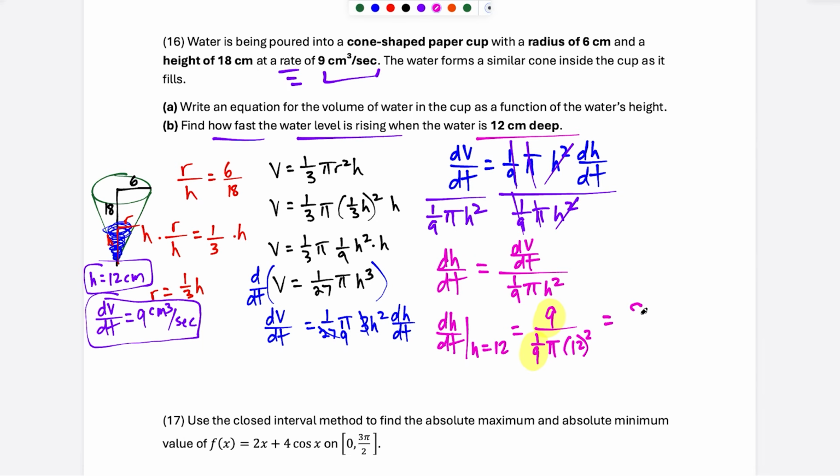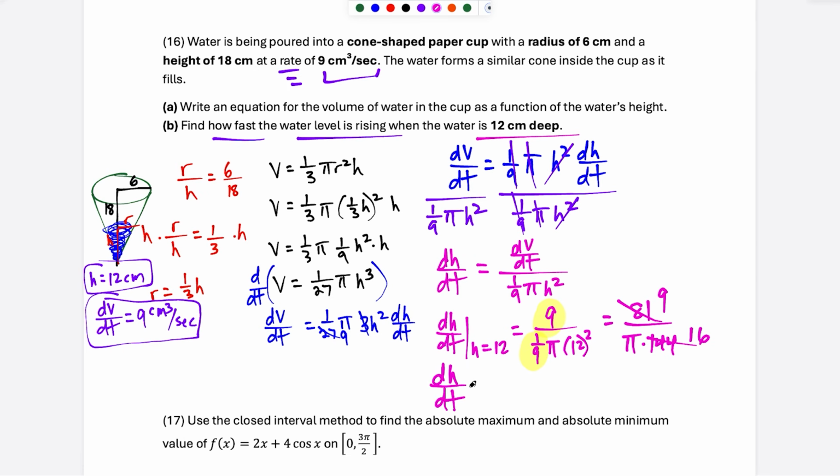So we're going to have 81 divided by pi times 144. And then from here, I'm going to divide the top and bottom by 9. 81 over 9 is going to give us 9, and 144 divided by 9 is going to give us 16. So now I'll say our answer with the units at the end.